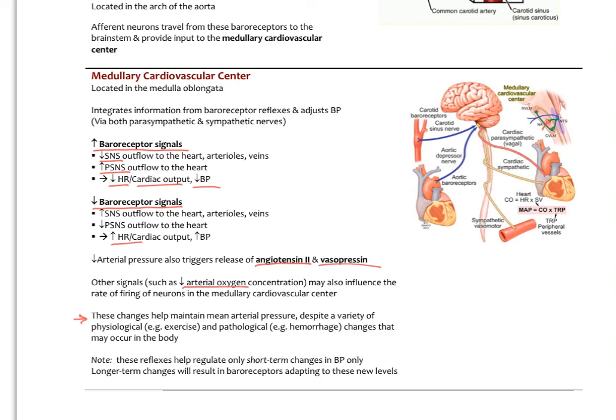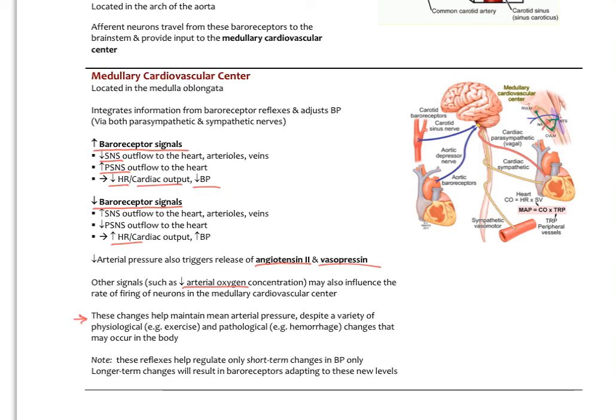Now, these are minute to minute, second to second changes. So the nervous system and the reflexes really help to integrate your blood pressure in very short time periods. Longer term changes have to do more with all your hormones and how they're functioning.